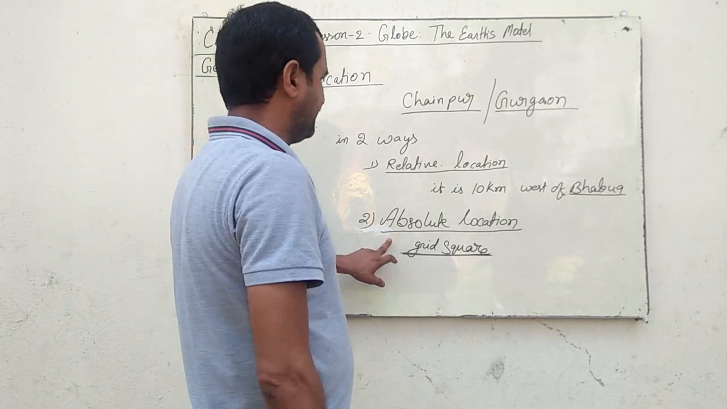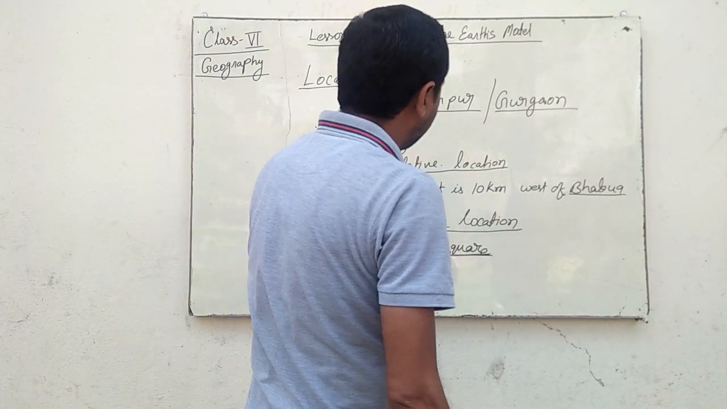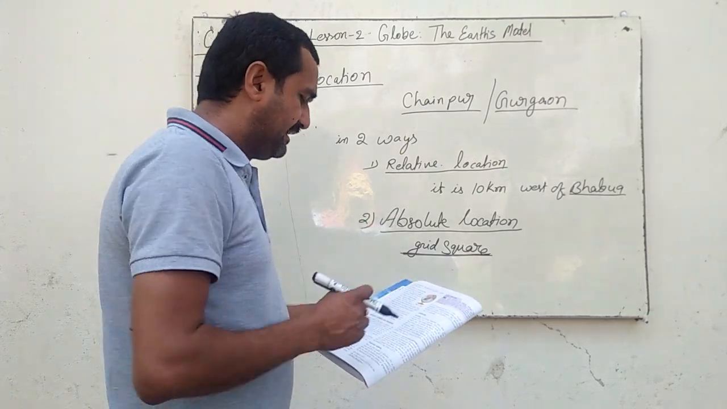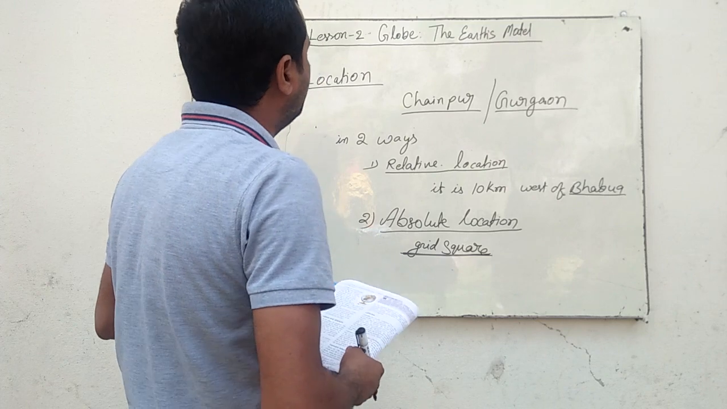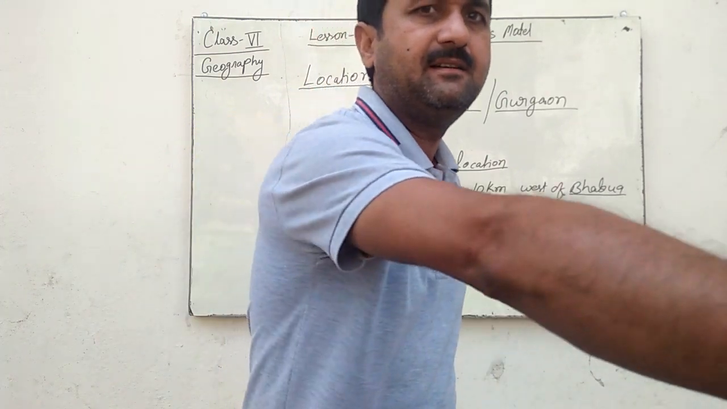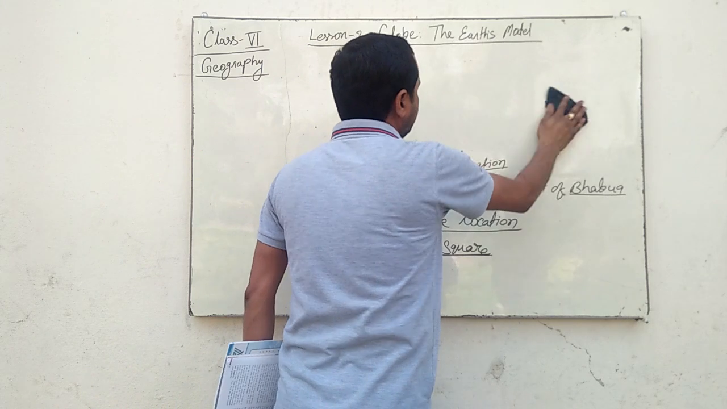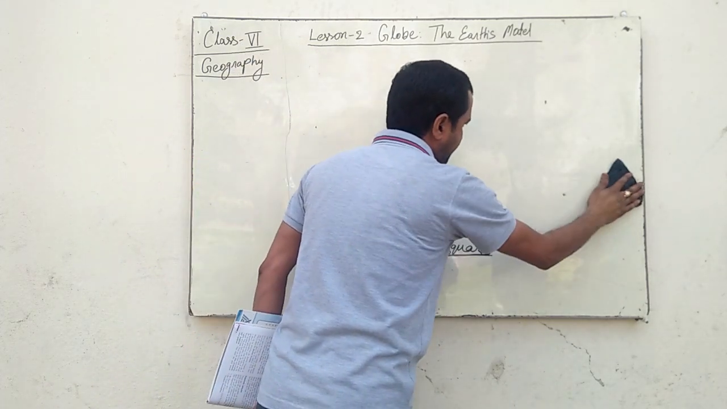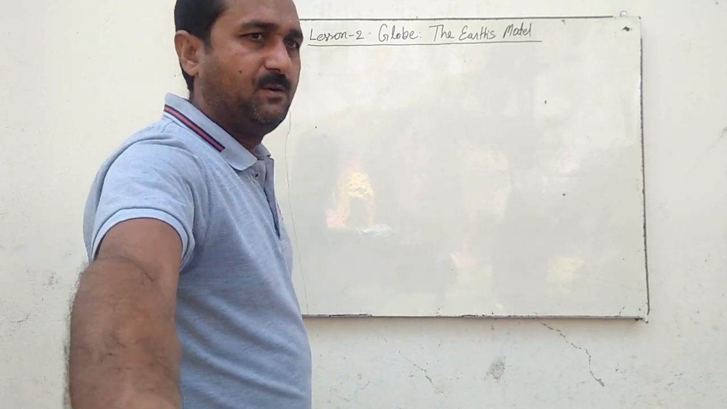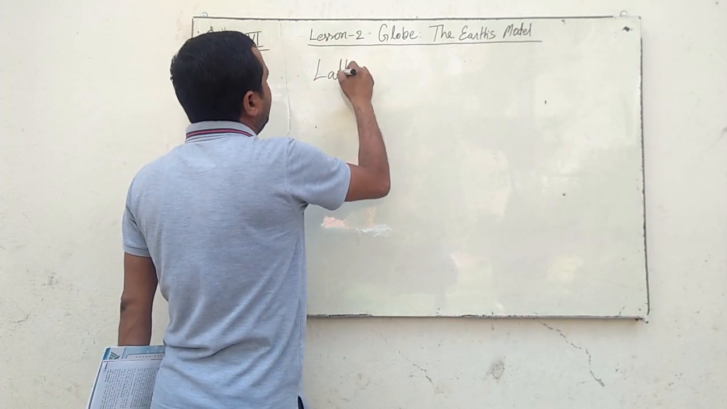So, absolute location and relative location. I hope relative location is clear, but absolute location I am going to discuss in great detail. But before going to absolute location, we will discuss latitude and longitude. First we will discuss latitude and longitude, then we will go for absolute location. So first I discuss latitude.